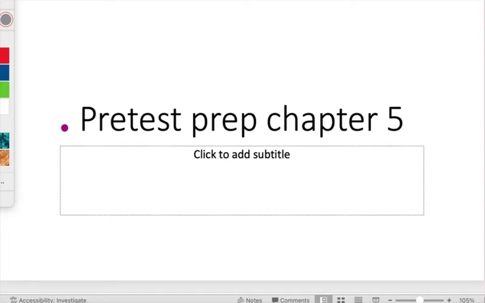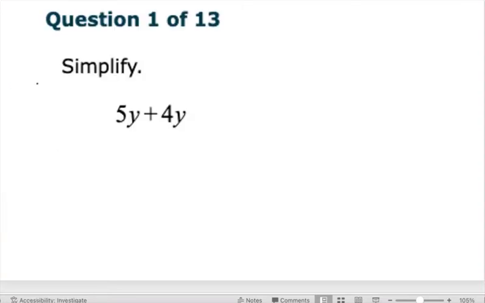We're going to do our pretest prep for Chapter 5. This is just to help you review so that you will miss fewer things on your little pretest, which will be similar problems to these. So we have here question 1 of 13, 5y plus 4y.